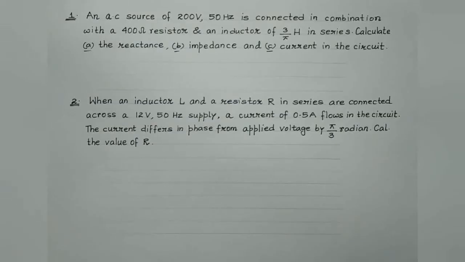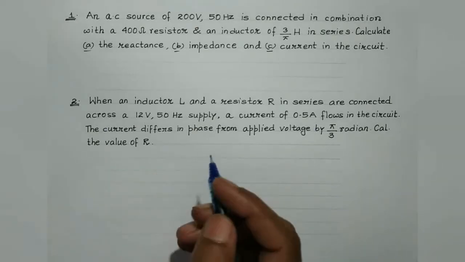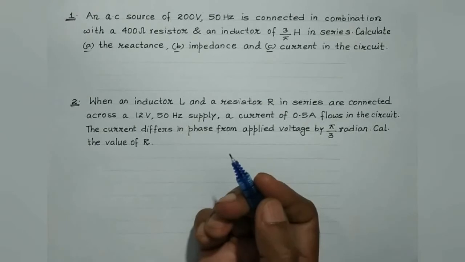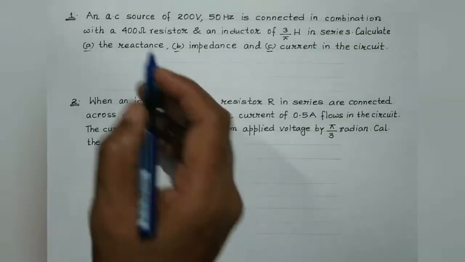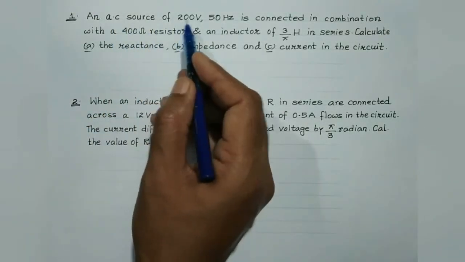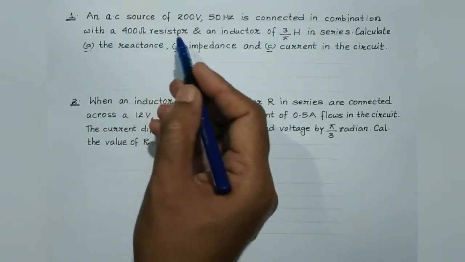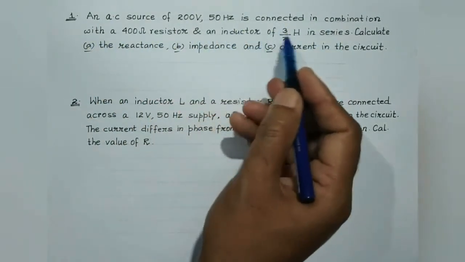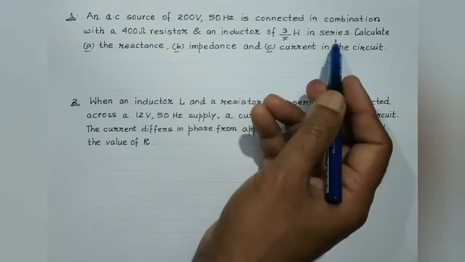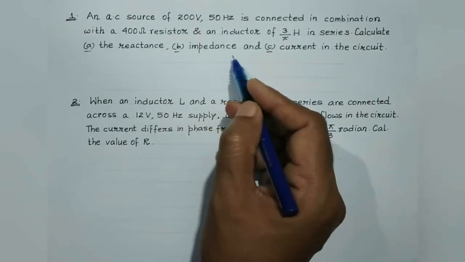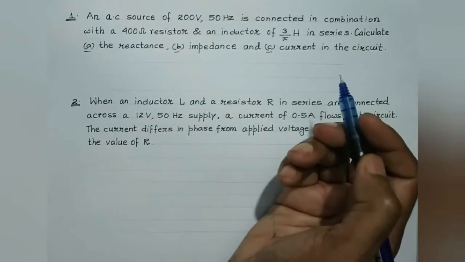Now let's try to attempt these two numericals based on an AC circuit in which the inductor and the resistor are connected in series, right? So an AC source of 200 volt 50 Hertz is connected in combination with a 400 ohm resistor and an inductor of 3 by pi Henry in series. We are supposed to calculate the reactance, impedance and the current in the circuit.